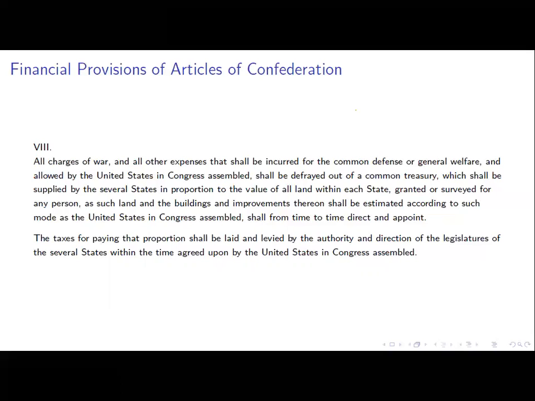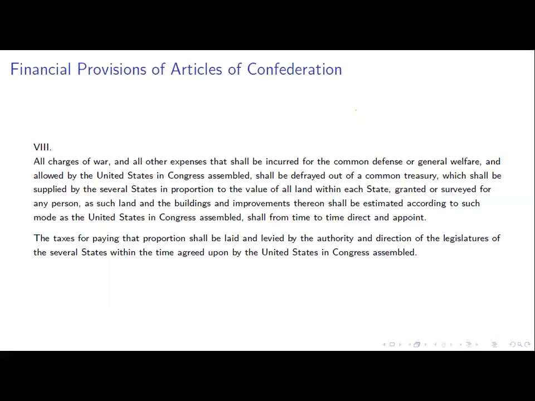Like, what's the value of the land of Massachusetts? What's the value of the land in New York? And then you're going to have to argue about that. That's how much each person's going to have to kick into the common kitty, into the common pot. Okay, granted or surveyed for any person, such as land and buildings and improvements. So not only the land, but they're going to have to assess the buildings as well. Shall be estimated according to such a mode as the United States in Congress assembled shall from time to time direct and appoint. From time to time, when they go and do this assessment.